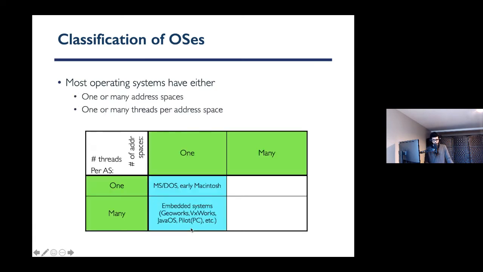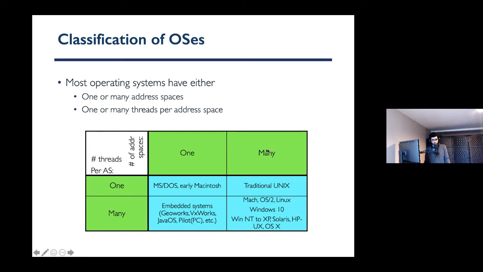So this actually puts everything into perspective. You can categorize kernels based on the number of address spaces they support and the number of threads per address space. So pretty much early operating systems only had one address space, and they could only have one thread per address space. And that would be basically here. MS-DOS, early Macintosh, it was here.